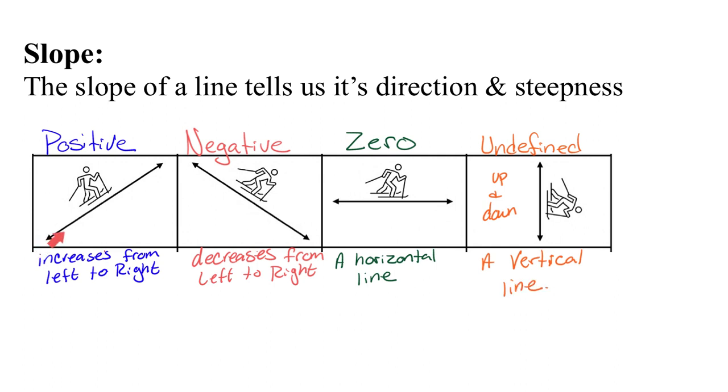So positive slope right here, like a little skier going uphill, from left to right. It's getting higher the further right we go. Negative, so the further right we go, it goes down. Zero slope is going to be like cross-country skiing on flat ground. We're not going up, we're not going down. It has zero change. And then undefined is a vertical line up and down.